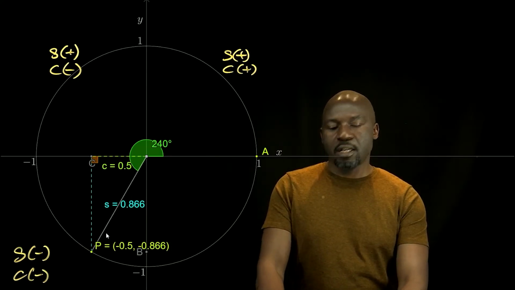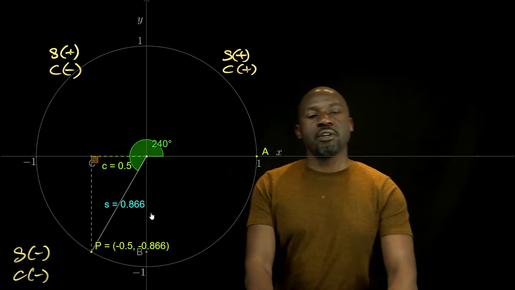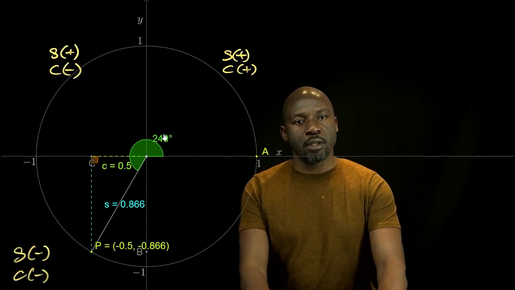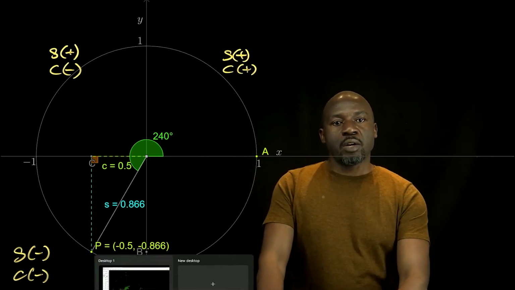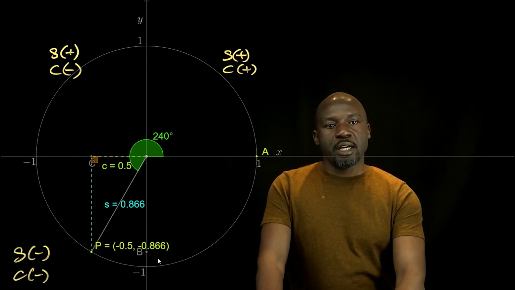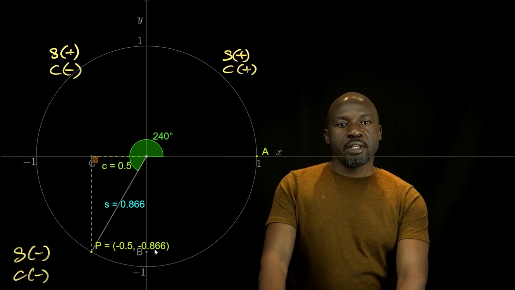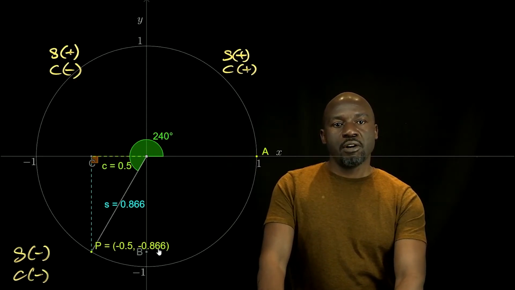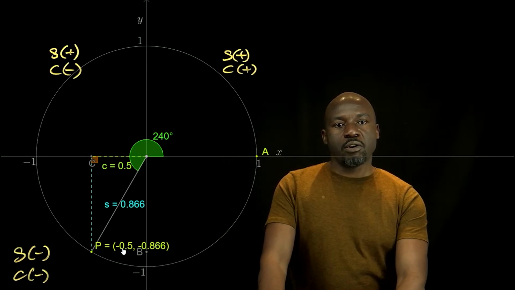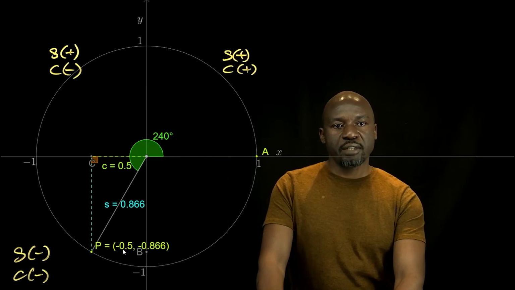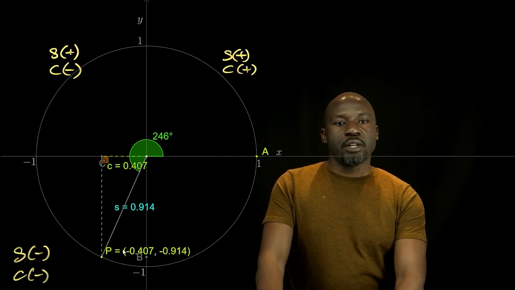240 is another popular angle, or an angle you will get to know intimately. And when we are there, you can see that the sine of the angle is negative 0.866, or negative root 3 over 2, while the cosine of 240 is negative 0.5, or negative a half. All right, we can go on.